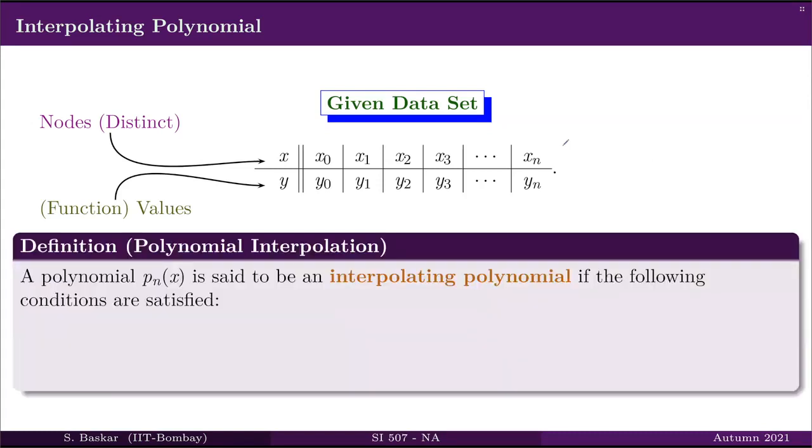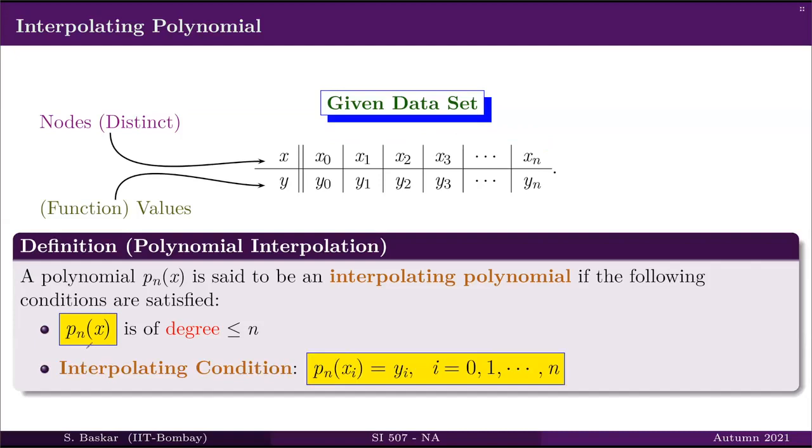The question is, can we find a function whose graph passes through these points xi, yi? In particular, we are interested in constructing a polynomial whose graph passes through these points. Such polynomials are called interpolating polynomials, and for a given set of data consisting of n+1 points, we intend to construct a polynomial of degree less than or equal to n in such a way that the graph of the polynomial passes through these points xi, yi.